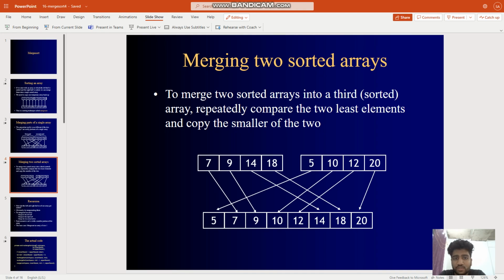Merging two sorted arrays. To merge two sorted arrays into a third sorted array, repeatedly compare the least elements and copy the smaller one of the two. Now I have taken an example of two arrays. First, I started by arranging with the least value of both of the arrays. Together, I arrange them in ascending order.